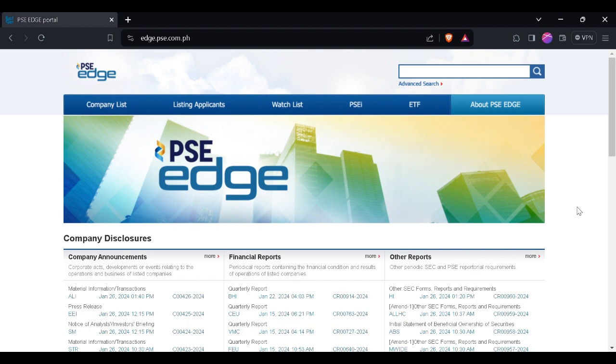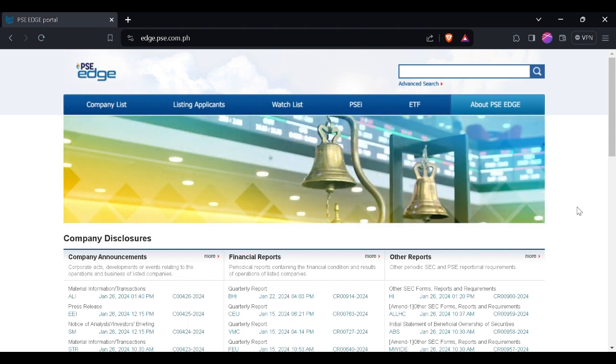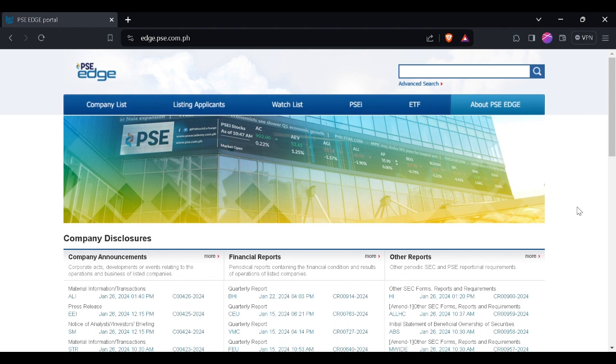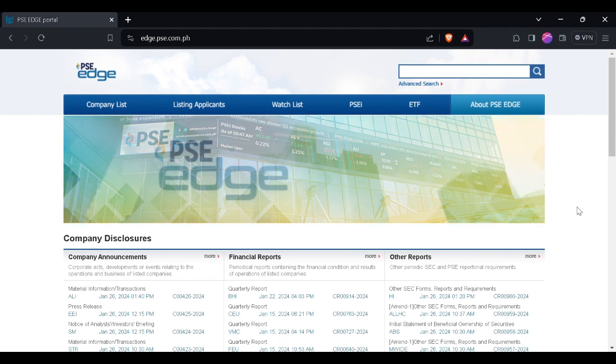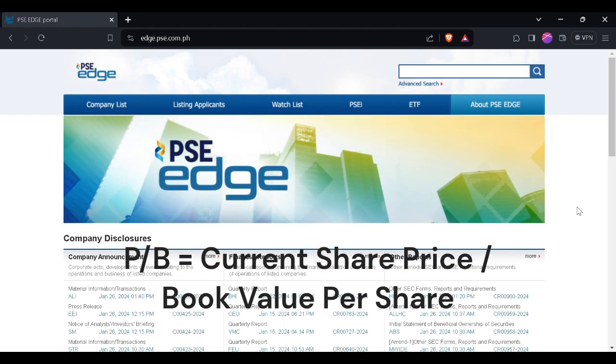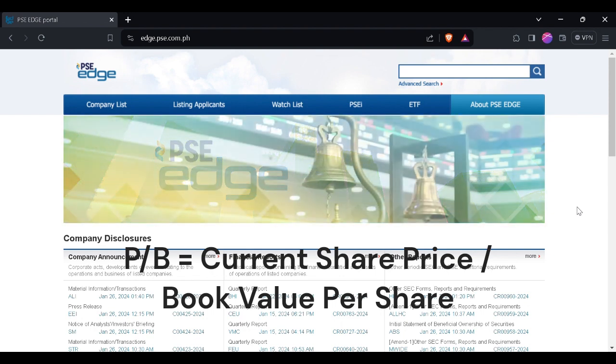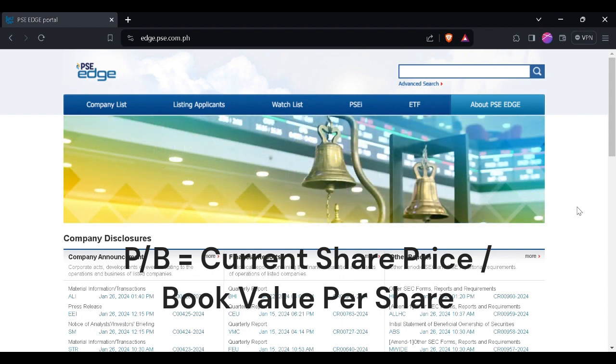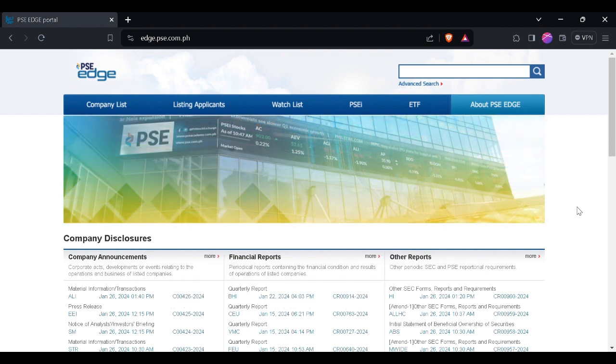Now, where do we get the price to book ratio? We could simply get it from financial websites like Morningstar or MSN Money, to name a few examples. Or we could compute it by dividing the current share price by the book value per share. The book value per share, you can also get from financial websites as well.